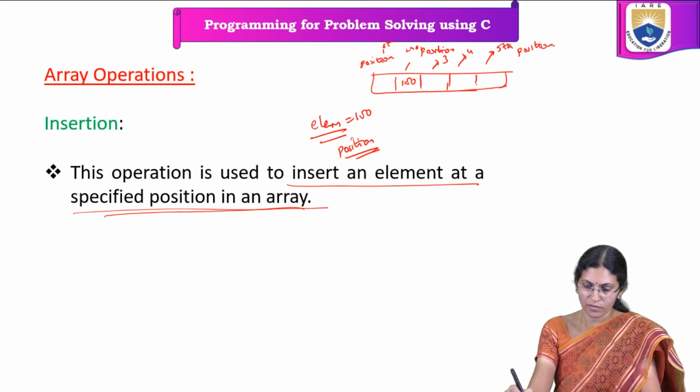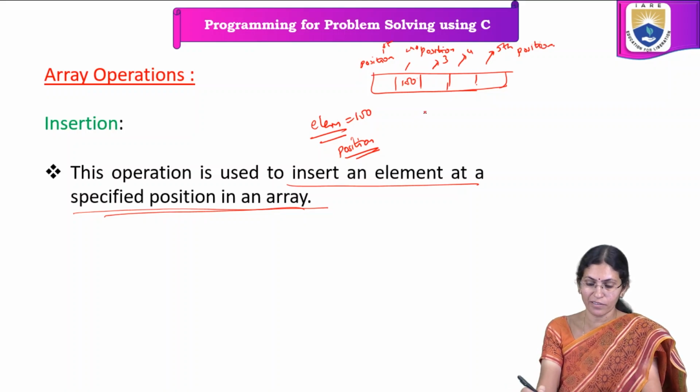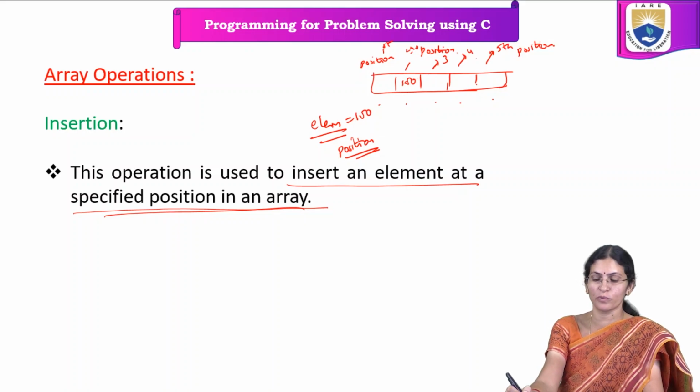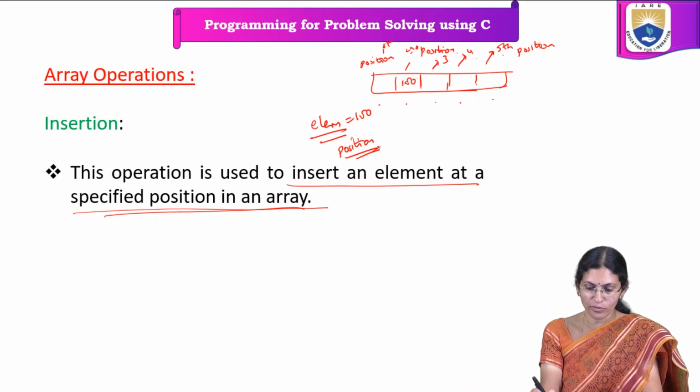We are using position and index as different. Index will be 0 here, index is 1, then 2, 3 and 4. But position is first, or first element, then second element, third element, fourth element, and then fifth position. So at the second position we need to insert 100.